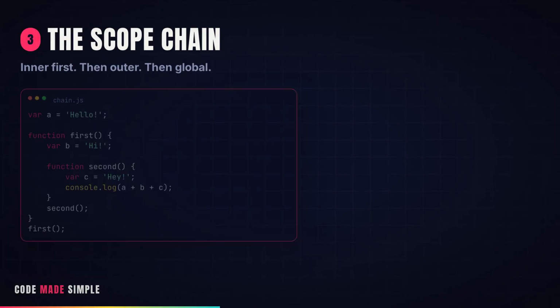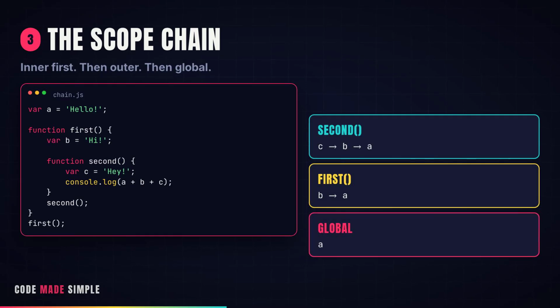When JavaScript needs a variable, it climbs the scope chain. Inner function first. Doesn't find it? Check the outer function. Still nothing? Check global. That climb is why first, second, and global all see each other. But only one direction, outward.